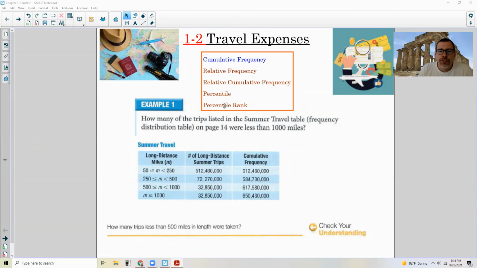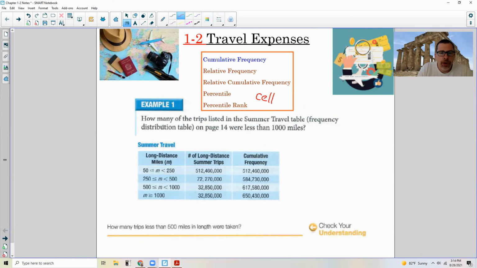So there are a few vocabulary words in this chapter section: cumulative frequency, relative cumulative frequency, percentile, percentile rank, and one I didn't mention, and that is when we're talking about spreadsheets, every square in a spreadsheet is called a cell.